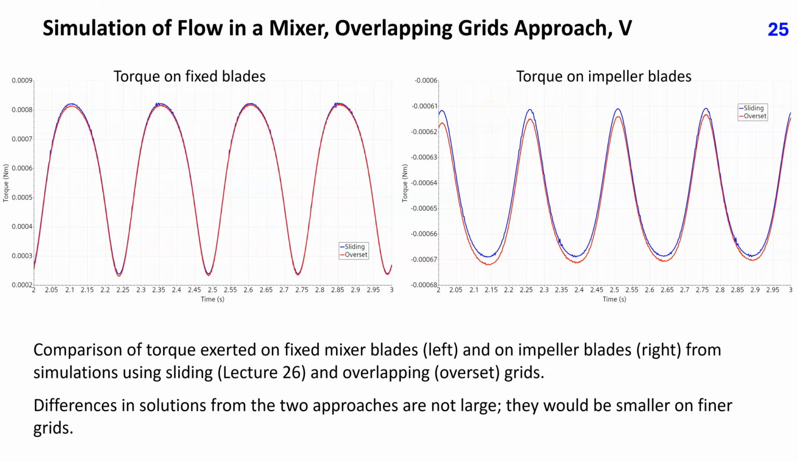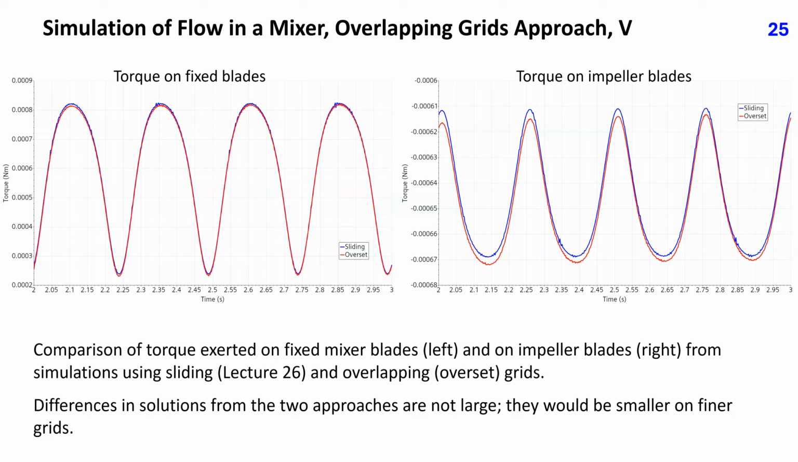This slide shows a comparison of torque exerted on fixed mixer blades on the left and impeller blades on the right from simulations using sliding grids from lecture 26 and overlapping or offset grids from this lecture. Differences in solutions from the two approaches are not large, on the order of circa 1%. They would be smaller on finer grids.